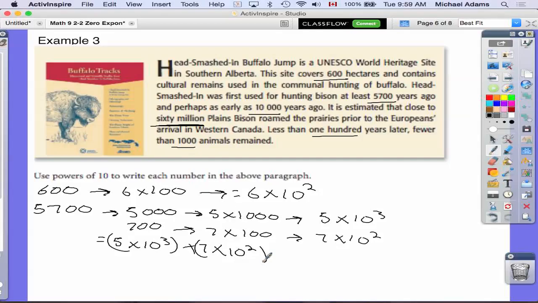So far, so good. Can I erase that? I just want to finish this up with these guys.